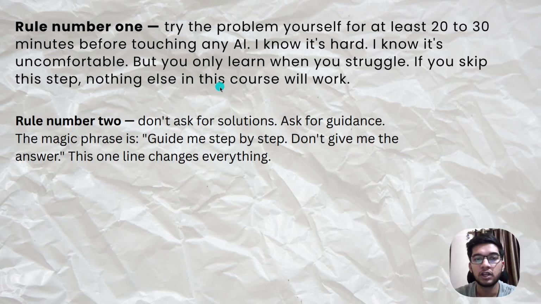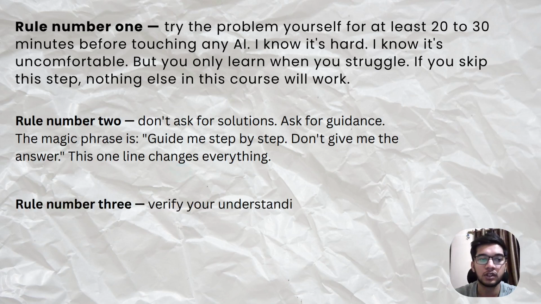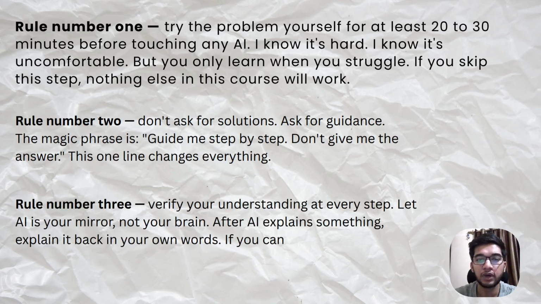Rule number 2: don't ask for the solution, ask for guidance. The magic phrase is "guide me step by step, don't give me the answer." This one line changes everything. Rule number 3: verify your understanding at every step. Let AI be your mirror, not your brain. After AI explains something, explain it back in your own words. If you cannot, you have not learned it yet.